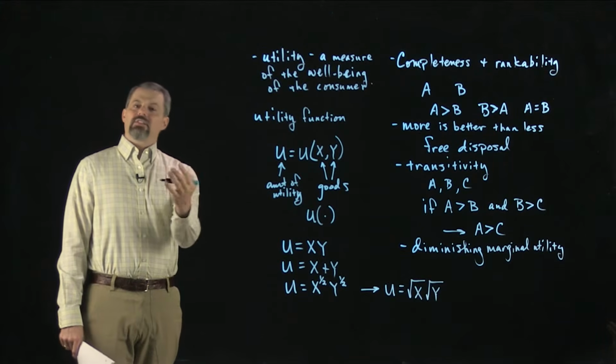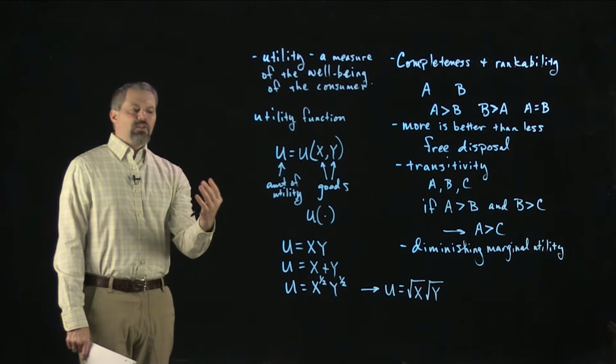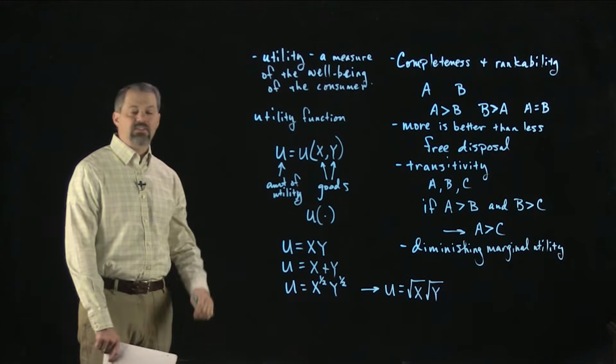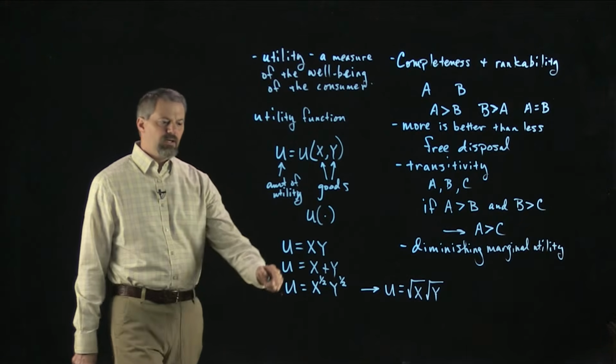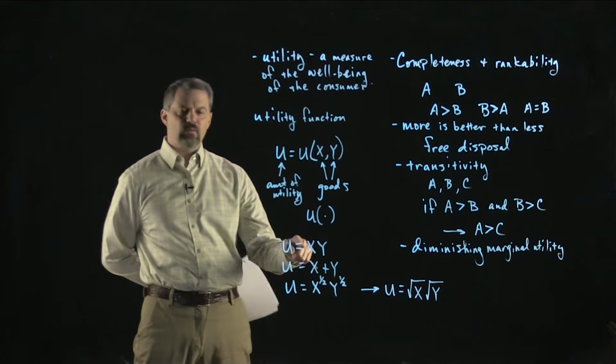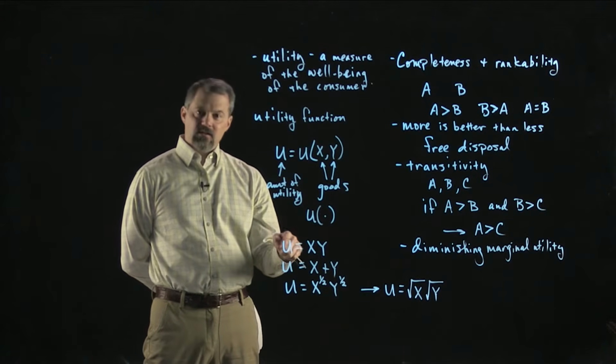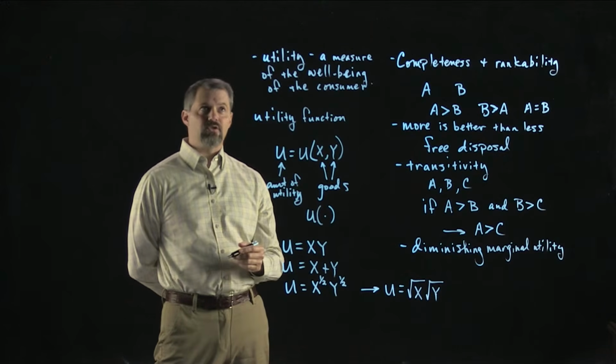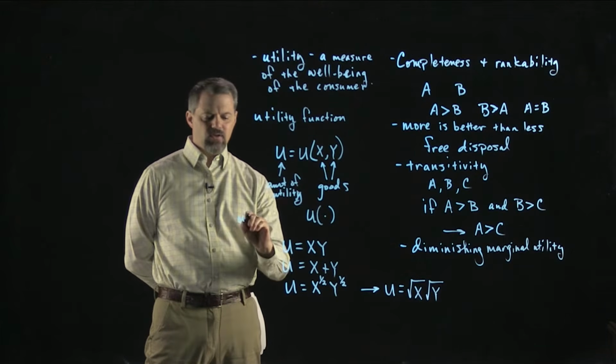So for example, let's suppose we had 4 units of good x and 4 units of good y. Well, using this utility function, we would get 16. Our u would be 16. The units of measure that we use, we call utils.